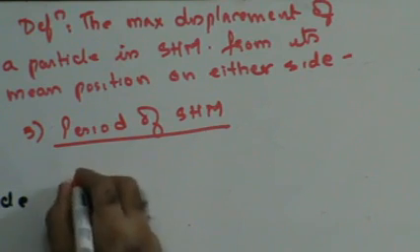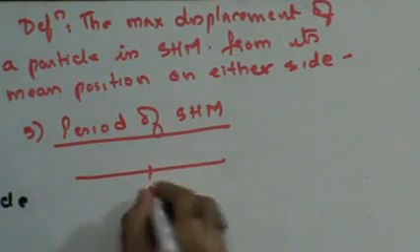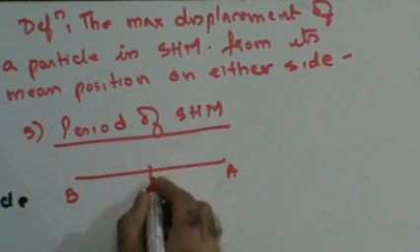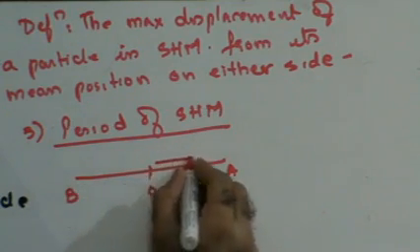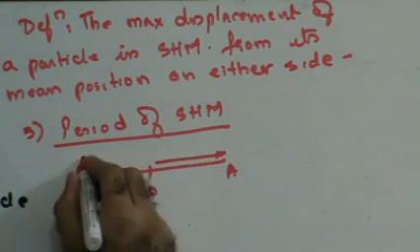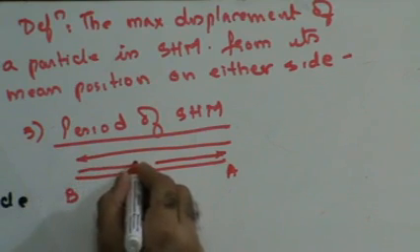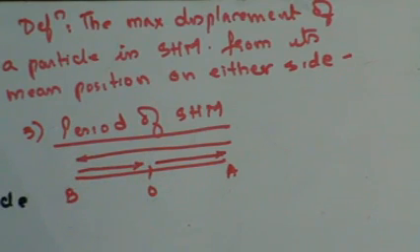Suppose this is my mean position, this is my positive extreme, this is my negative extreme. A particle starts from the mean position, goes to the positive extreme, from there goes to the negative extreme, and then comes back to the mean position. That set of movement is called one oscillation. The time taken for that oscillation is called the time period of the body in SHM.